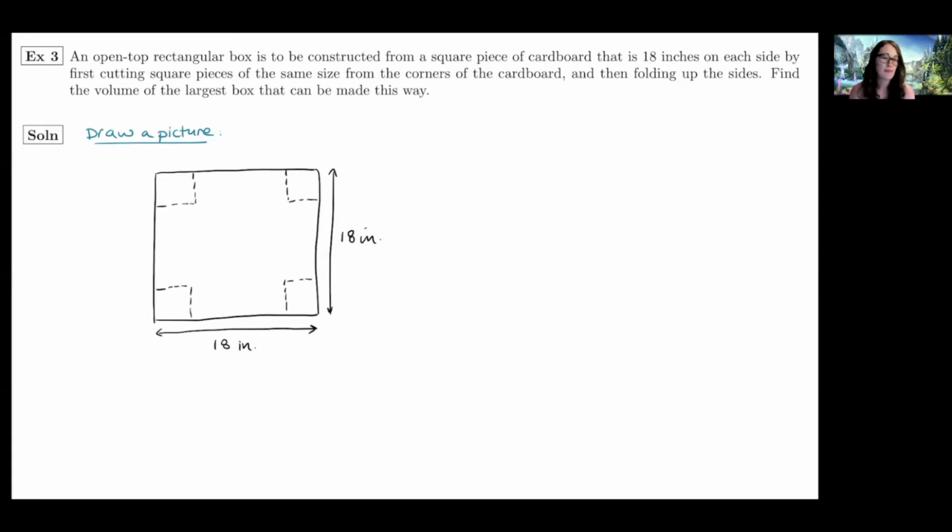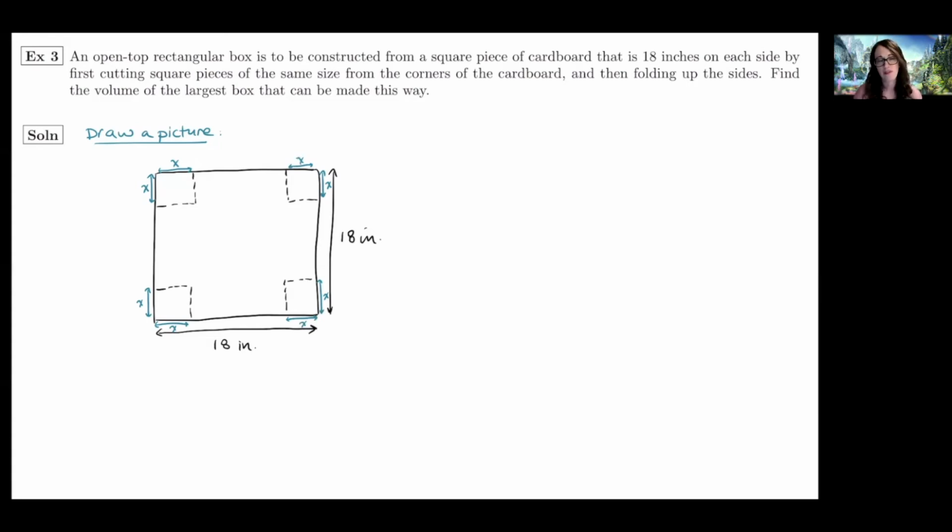And I don't know how big these squares should be, so I need to assign a variable to that. So I'm going to call this length x, which means that the width of this square will also be x. And that's the same all around, right? This will be x here. This will be x here on all four of these squares. They're all the same so that it folds up into a nice box that fits together. So all of these have to be the same.